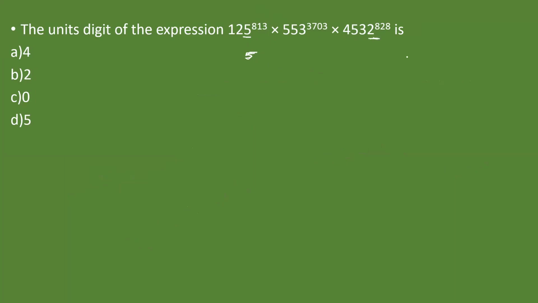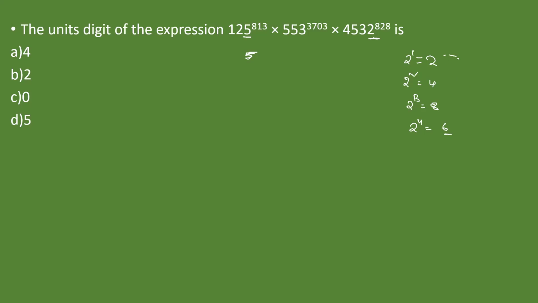What are the chances for 2? We have 2 power 1 is 2. 2 square is 4. 2 cube is 8. 2 power 4 is 6. Actually, it is 16, but I will consider the unit digit, right? So I'm writing here 6.